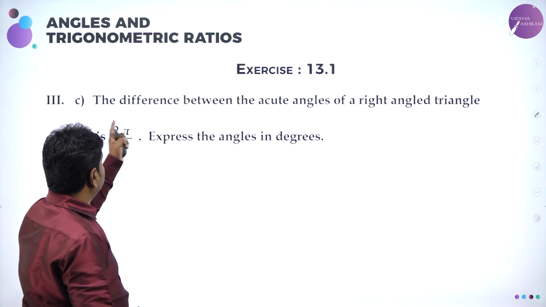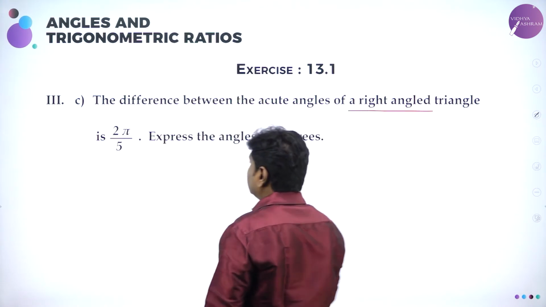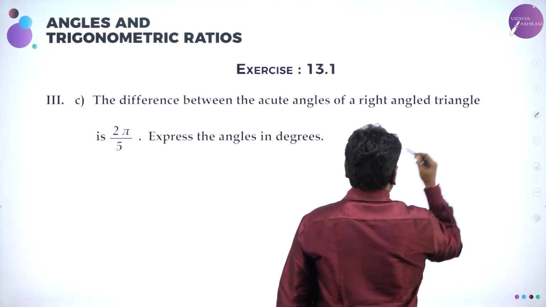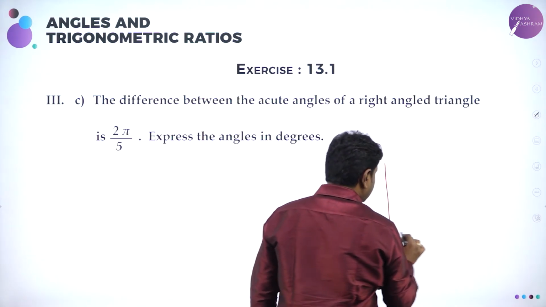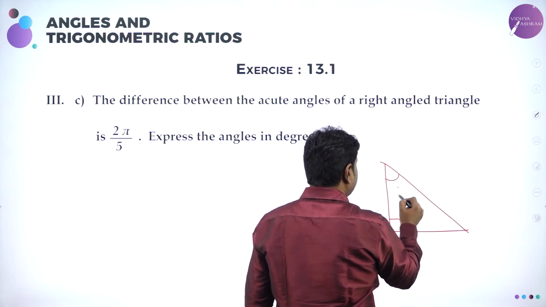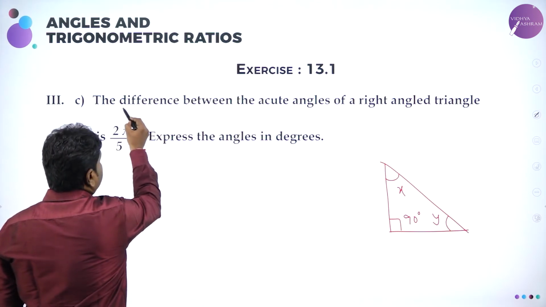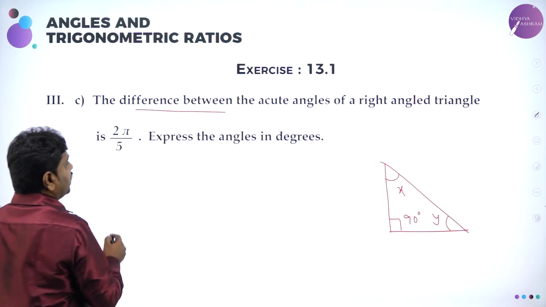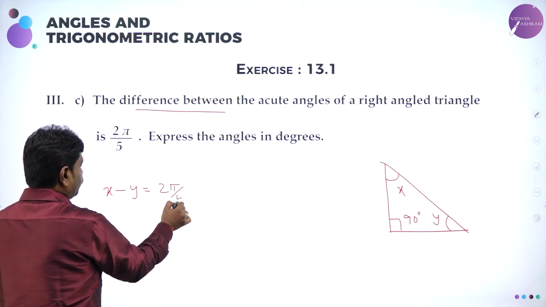Next, the difference between the acute angles of a right angled triangle is 2 pi by 5. Observe, so let me draw a right angle triangle. What is a right angle triangle? Any one of the angles is what? 90 degrees. So this is 90 degrees. The other two angles we don't know, we say x and y. So now they told the difference between the acute angles of a right angle triangle is 2 pi by 5, means x minus y is 2 pi by 5.